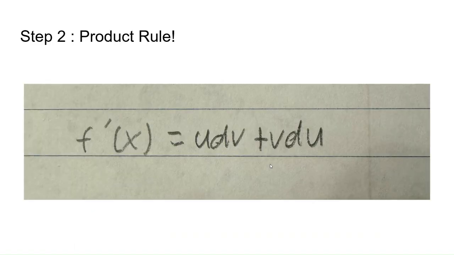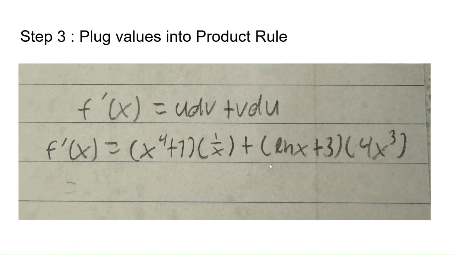Step 2, we would just plug these values back into the product rule once again. So plugging these values back into the product rule, we would get f prime of x equals x to the power of 4 plus 7 times 1 over x plus natural log of x plus 3 times 4x to the power of 3. And you could simplify this equation and FOIL it out or whatever, but I just chose to leave it as is.